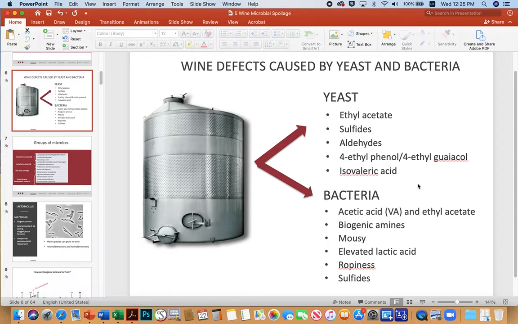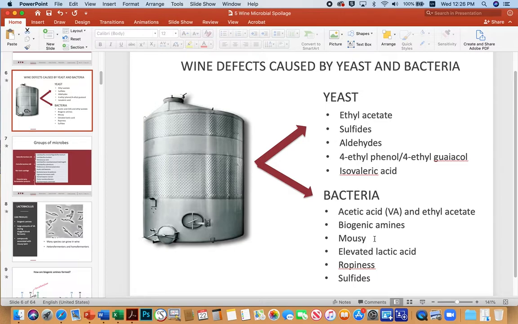But Brett also makes isovaleric acid. And bacteria do a lot of the same things. As you can see, there's a lot of overlap on the list, but you start seeing bacteria doing additional things like producing biogenic amines, which I'll talk about, and mousy off flavors.